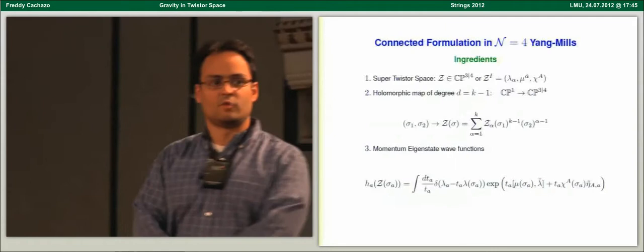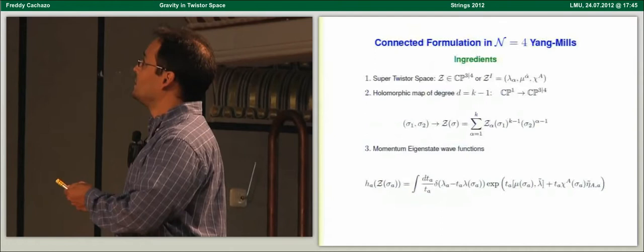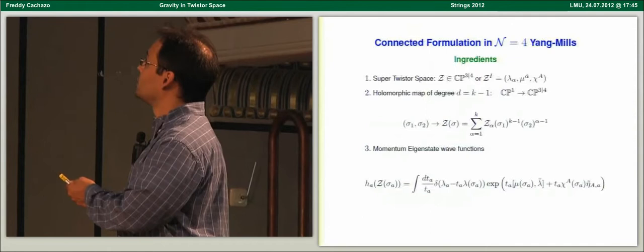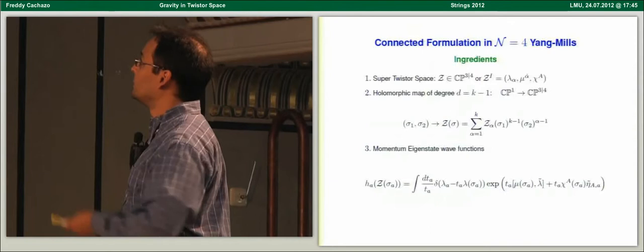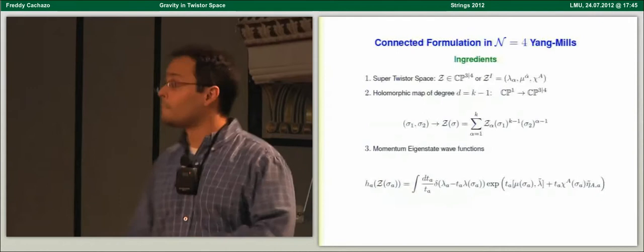So what are the ingredients? The ingredients are the following. You need a super Twistor space, which is nothing but CP^{3|4}. In other words, you have 4 bosonic components and 4 fermionic components. The 4 bosonic components are treated projectively, and that's why you have a CP^3. Now you need holomorphic maps of degree d, and here I'm introducing k, which is the same k that you have been hearing all about this afternoon, but I'll explain it later on in the next slides.